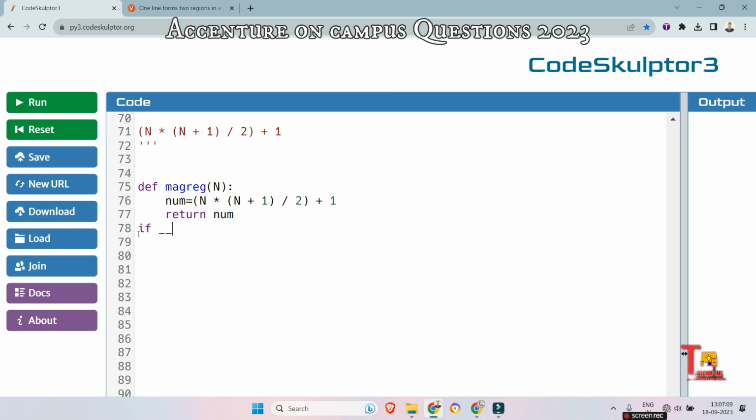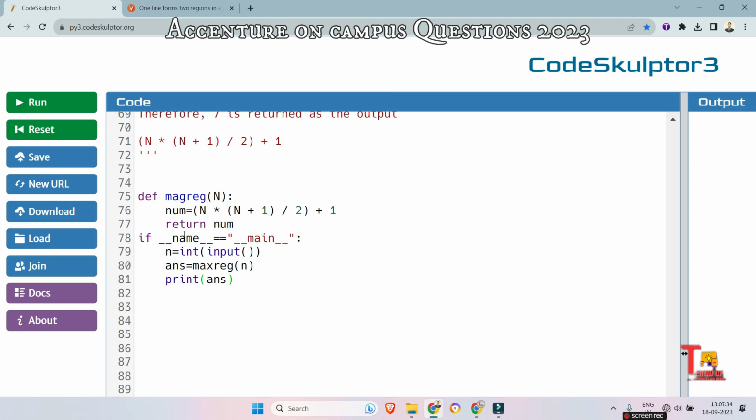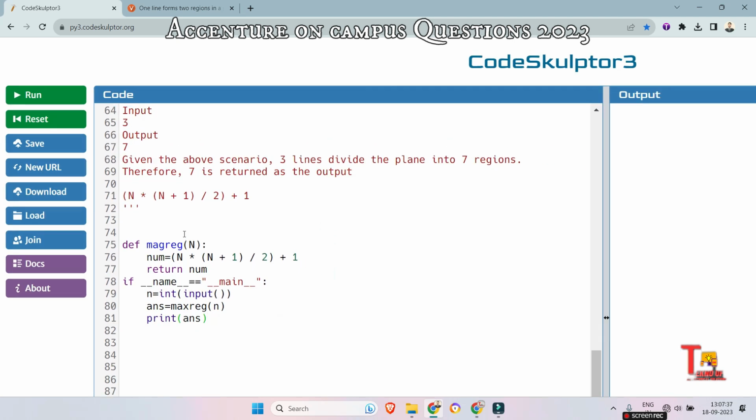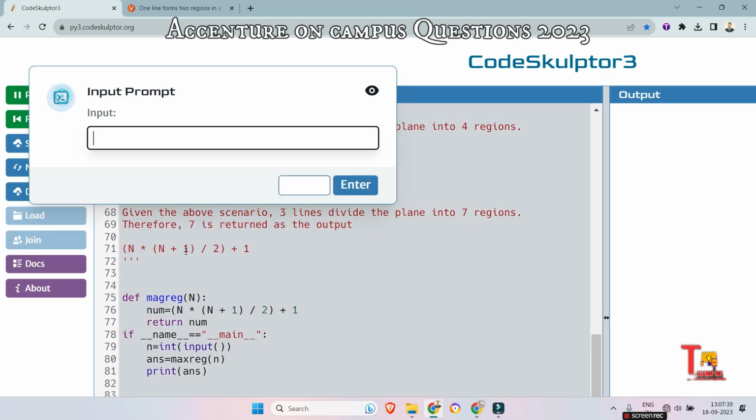So if __name__ is equal to __main__, then take the input as int(input()), this is the number of lines. And answer is equal to max_regions(n), and just print the answer, then it will be okay. So what were the inputs? The first input was 2.